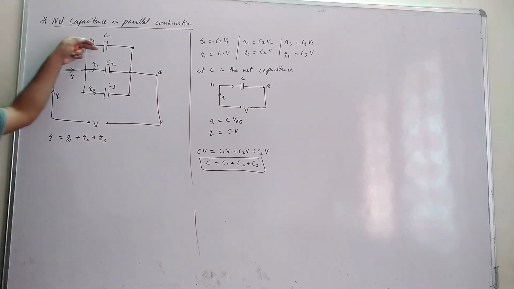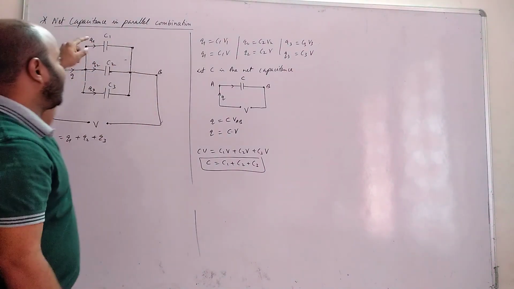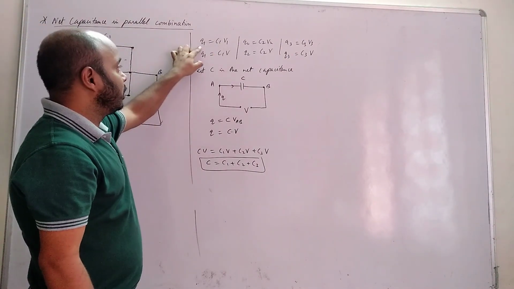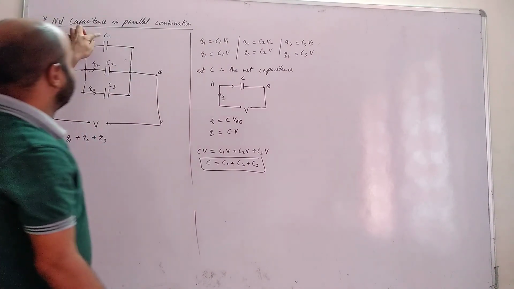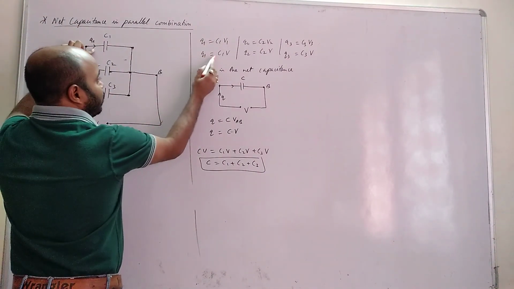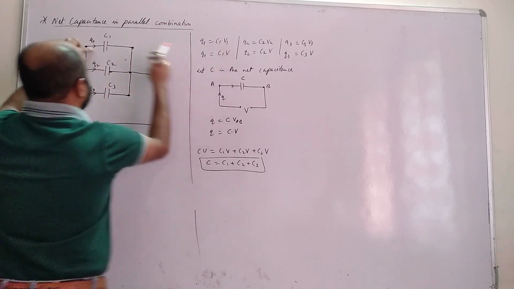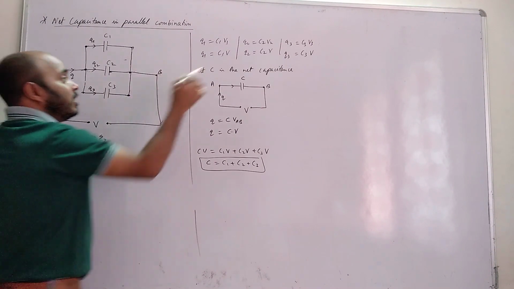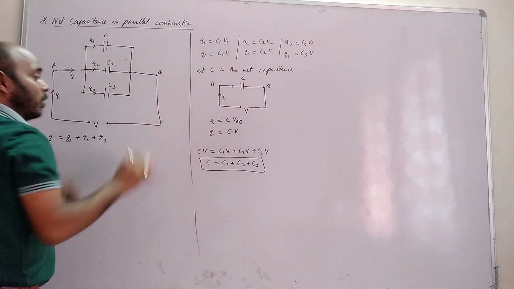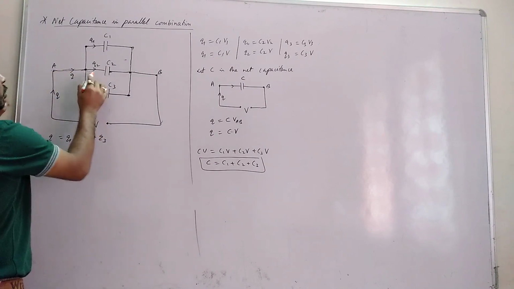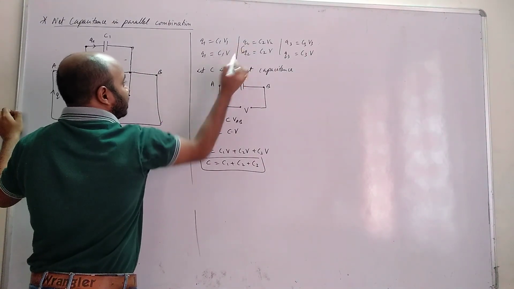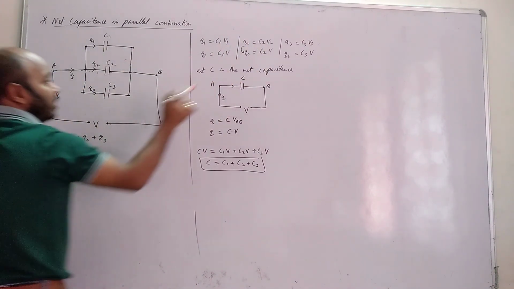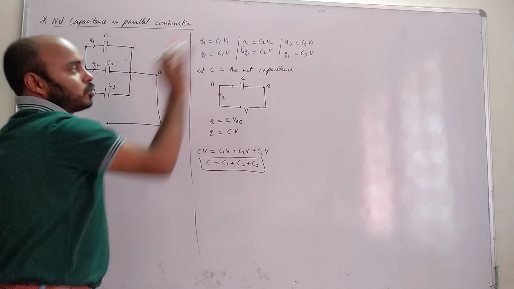Now if you apply the formula with these three, for C1 the formula will be written like this: Q1 equals C1 V1. Check out C1: charge is Q1, so Q1 equals C1 times the potential difference across C1, which is V. So in place of V1, I am writing V. Similarly, Q2 equals C2 V2. Charge on C2 is Q2, and the potential difference across C2 is V, so in place of V2 I write V. Same goes for Q3.